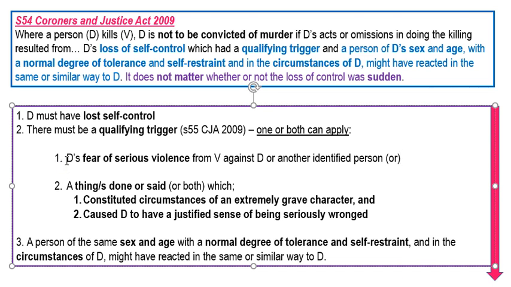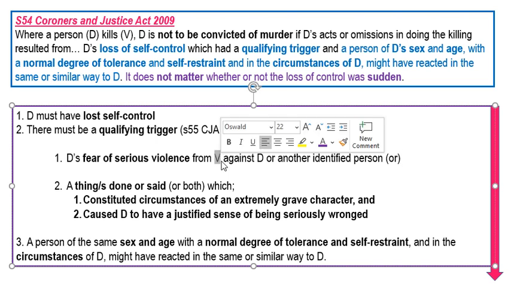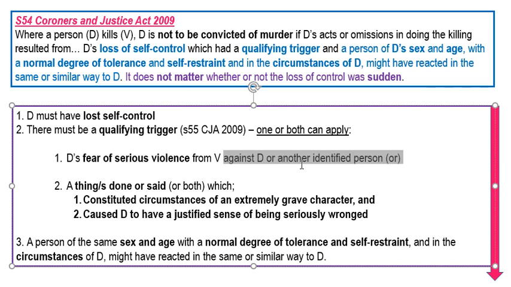So, a qualifying trigger can either be a fear of serious violence from the victim, okay? And we're calling this person the victim because even though they might be the person who is provoking the defendant, they are the one that has ended up dead, and the defendant is the one that's killed them. Now, this is quite an important part as well. It can be against D or another identified person. So the defendant doesn't actually need to be the one fearing serious violence. Okay? That's quite a straightforward qualifying trigger.